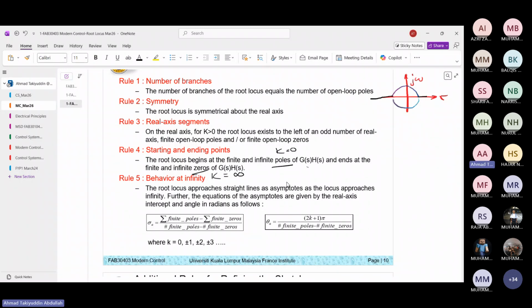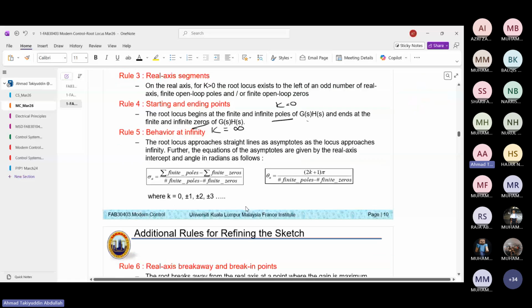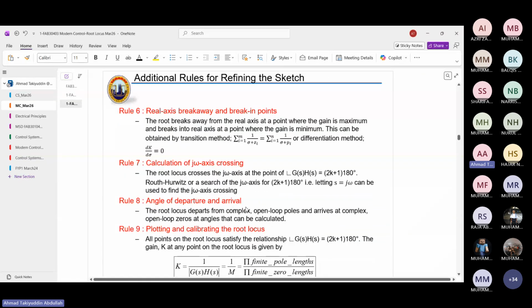Okay, then we are going to move to the refinement of the plot. On this refinement of the plot, or refining the sketch, one of the rules will be real axis breakaway points and real axis break-in points. There will be 2 differences: the points on the real axis will be known as either breakaway or break-in. How do we have this in the exact terms that we need to refer to?